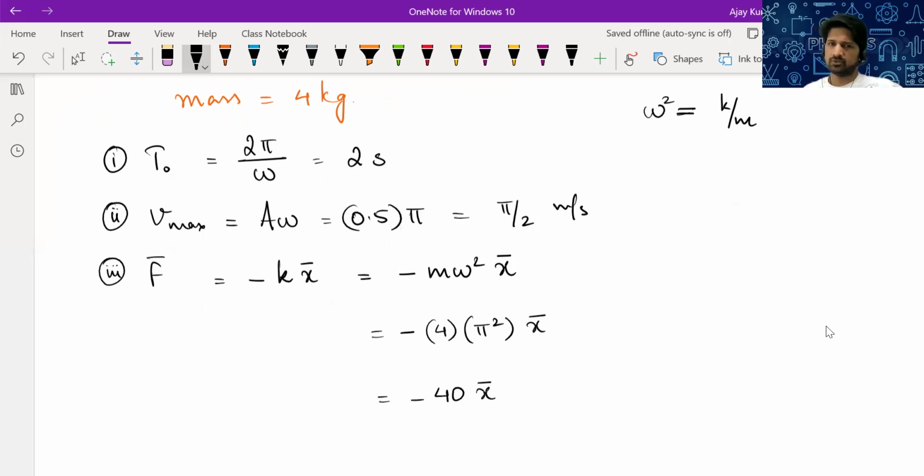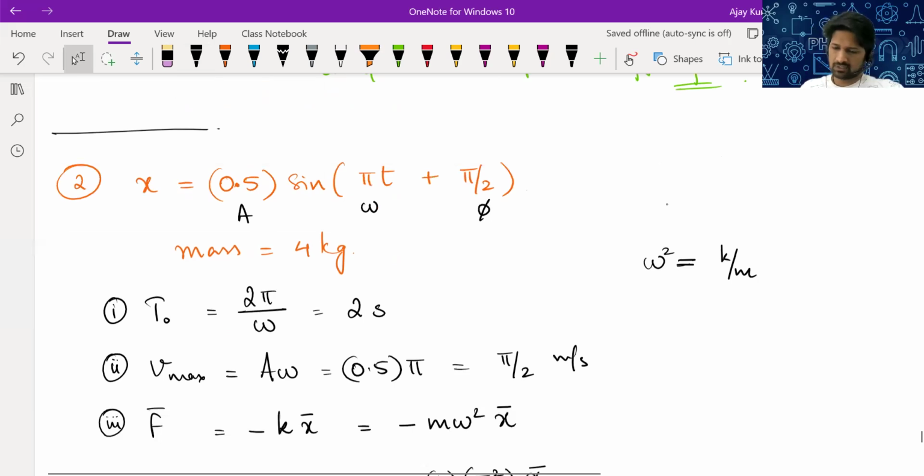Now, depending on the position, you can tell how much is the force. You gave one definite answer for restoring force. You said it is minus 4 pi square x. Okay, fine, fine.